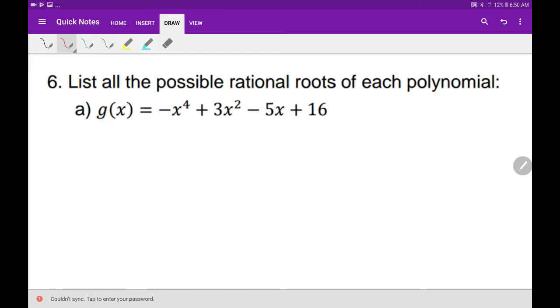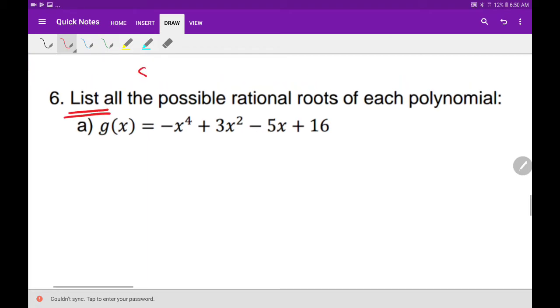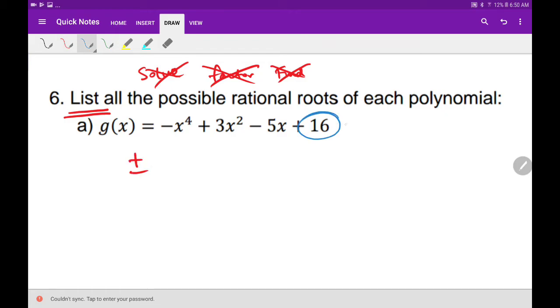Okay, so at 6, again, it just says list the possible rational roots. As before, it does not say solve, it does not say factor. Please don't do any extra work. It doesn't say find them, just list them out. So, doing plus or minus, the factors of the constant term at the top or in our numerator, the factors of our leading coefficient at the bottom or in our denominator.